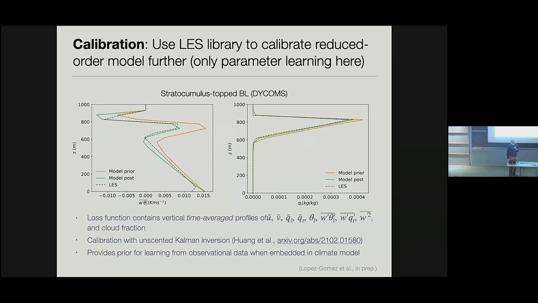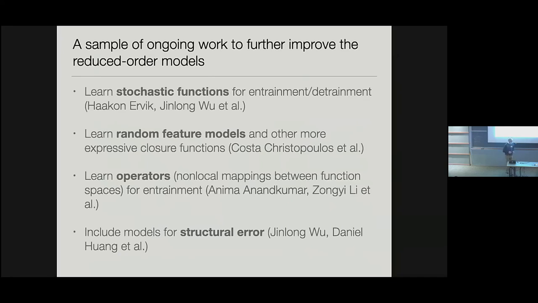So this is just, you know, the simplest case, learning some scalar parameters and functions we have guessed. The somewhat frustrating aspect of this work was that we had to guess functions and they're complicated and, you know, we don't know if they're right. I mean, there's no hard physics that guides you there. It's just some intuition. What we're doing right now is just a sampling of some ongoing work. There's one student, Håkan Ervik, is making these functions stochastic because it makes sense for there to be noise. There's no scale separation.